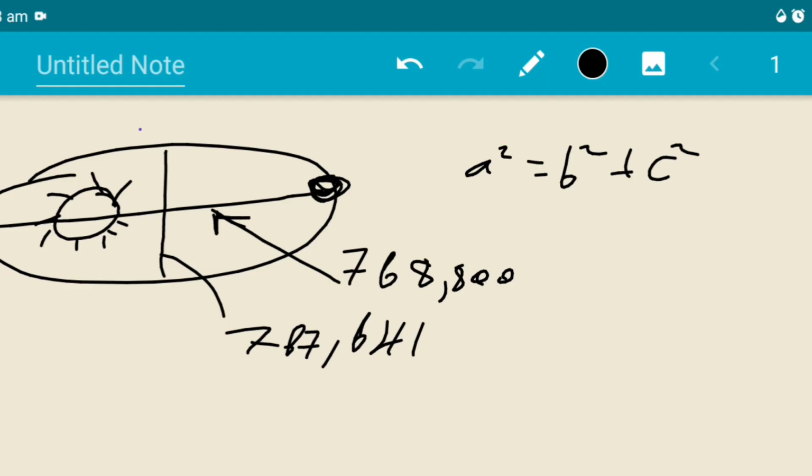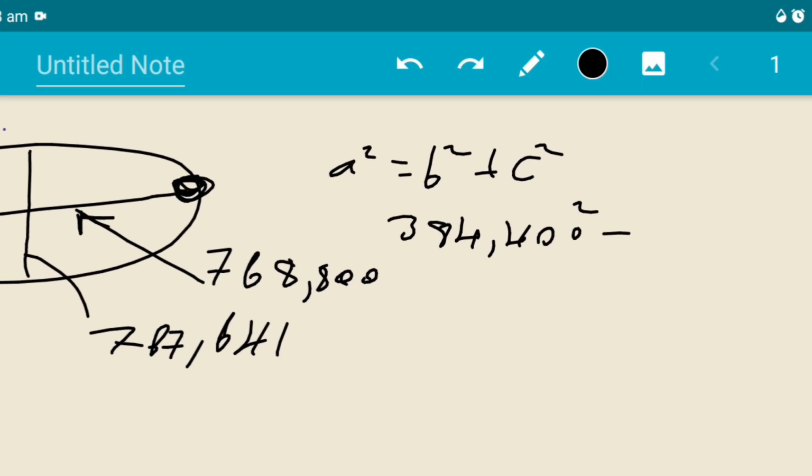Now what is our A and what is our B? Please remember that the A is starting from here to here, so we can take this whole distance and divide it by 2. Then we'll have our A. Then to find our B, we can take the minor axis and divide it by 2. Then we'll have our B. So when we divide this by 2, what we're going to have is this, which is A. We'll have 384,400.